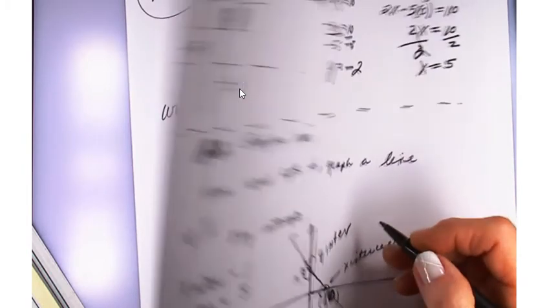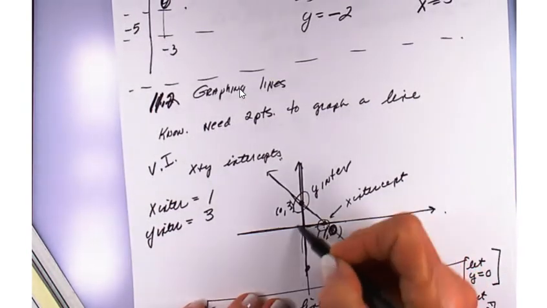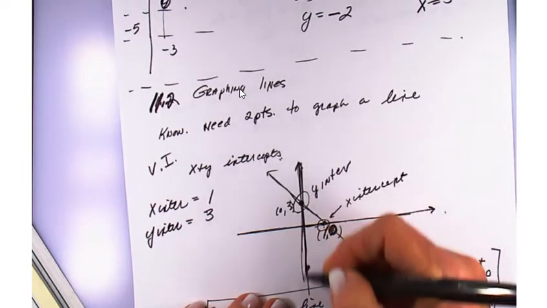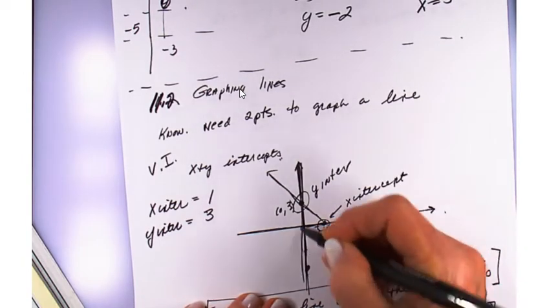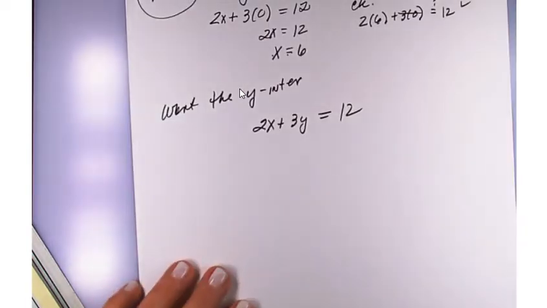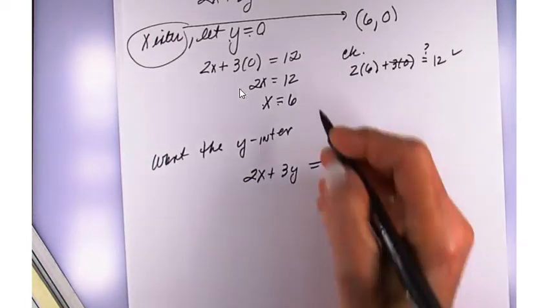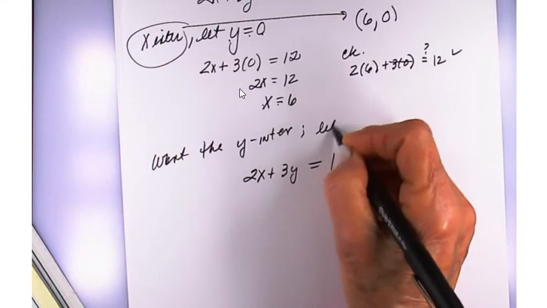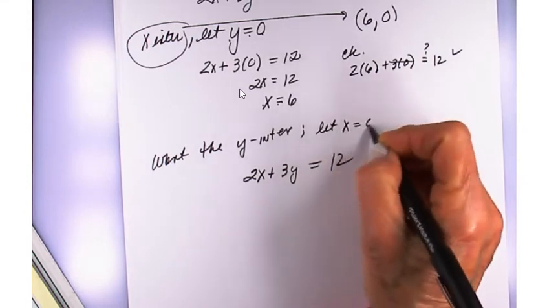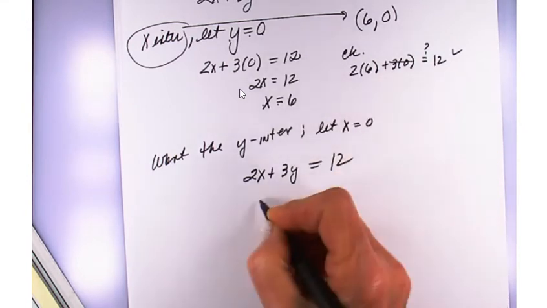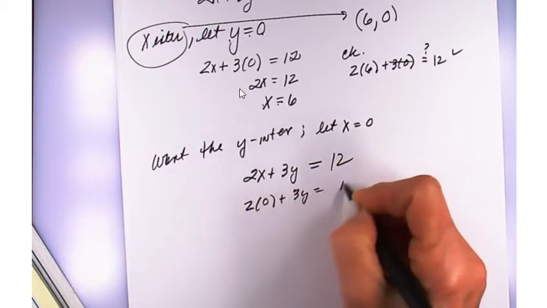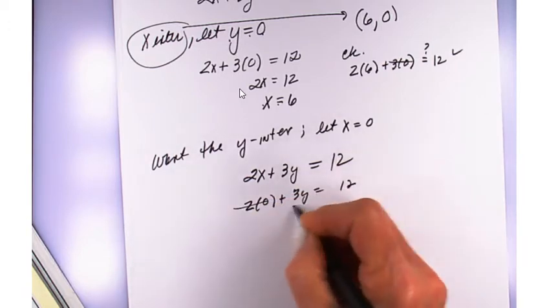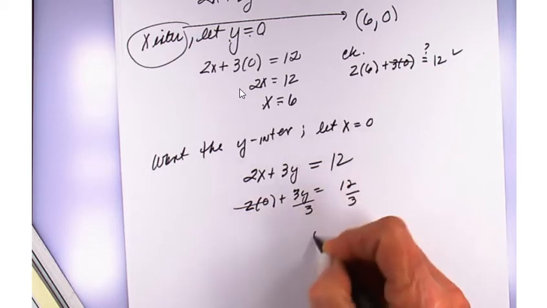So does everybody see that the x value is 0 all along that line there? No matter where you are, the x value is 0. So you want the y-intercept, so you're going to let x equal 0. And we have 2 times 0 plus 3y is 12. I'm going to divide each side by 3, and I get y equal to 4.